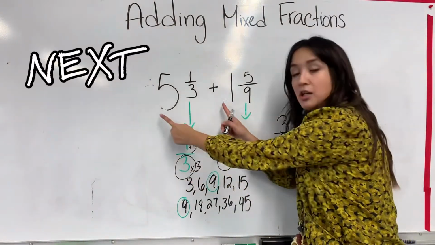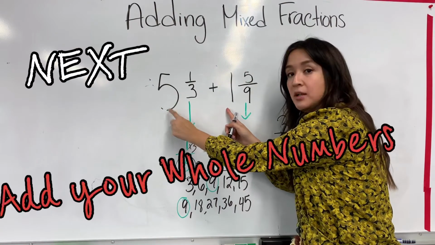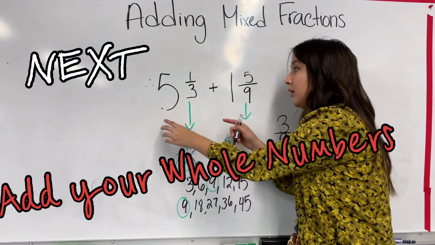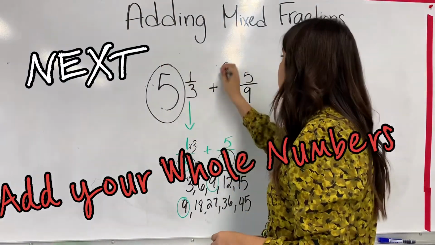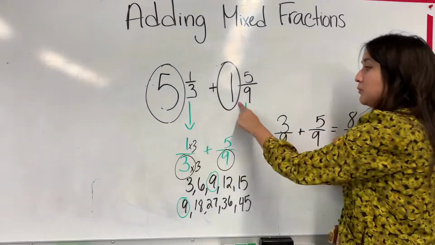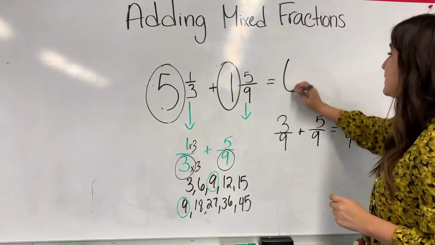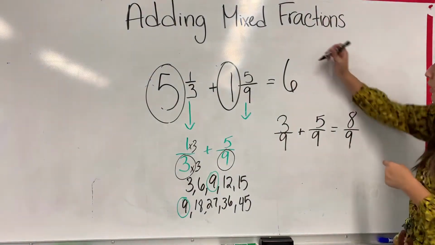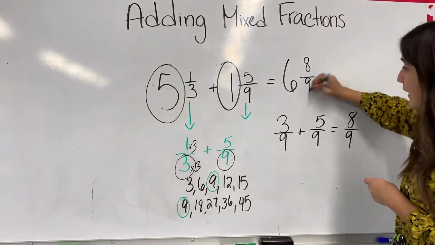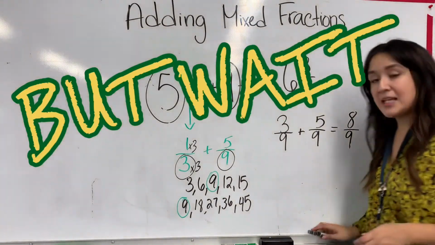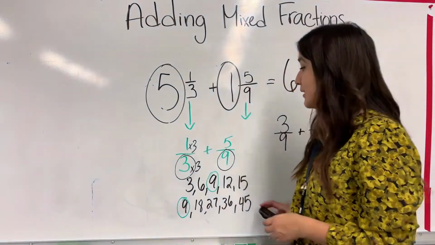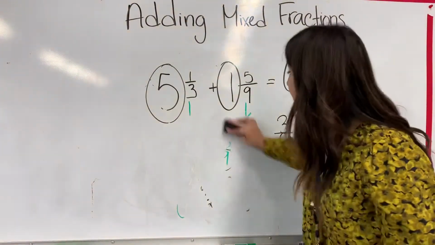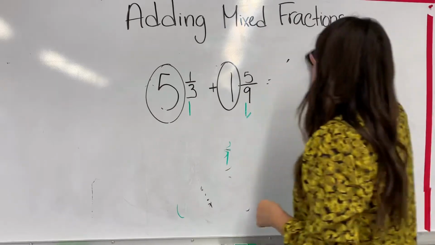What's left is our whole numbers. So we add our whole numbers together. These are our whole numbers. So what's 5 plus 1? That gives us 6, and our fraction was 8 9ths. But sometimes it doesn't work perfectly like this. Sometimes we have to do extra steps, okay?